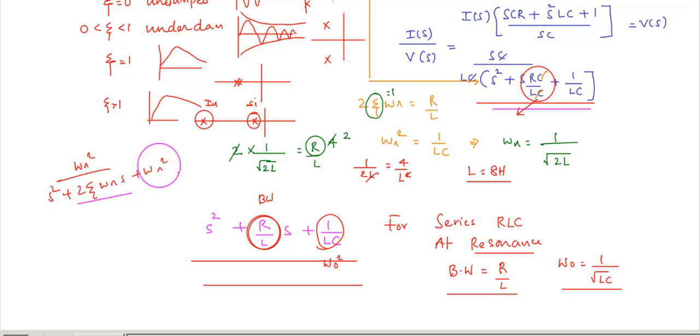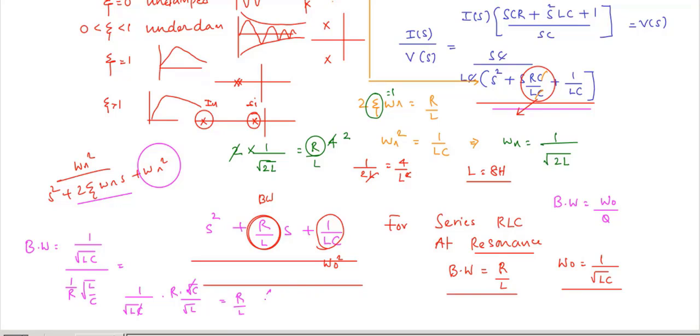Kindly observe this. You know very well, at series resonance, bandwidth can be written as omega naught by quality factor. Omega naught equals 1 by root LC, and quality factor equals 1 by R root of L by C for a series RLC circuit. So I can write this as 1 by root LC into R into root C by root L. Root C cancels, and root L into root L is L. So bandwidth is R by L.